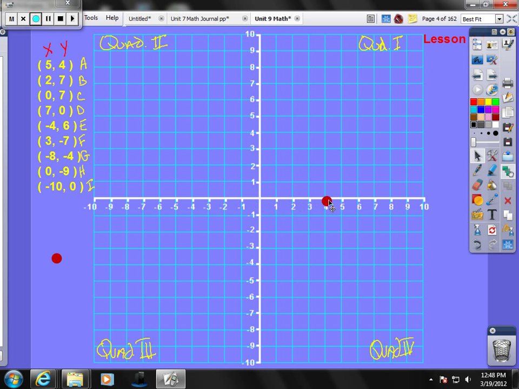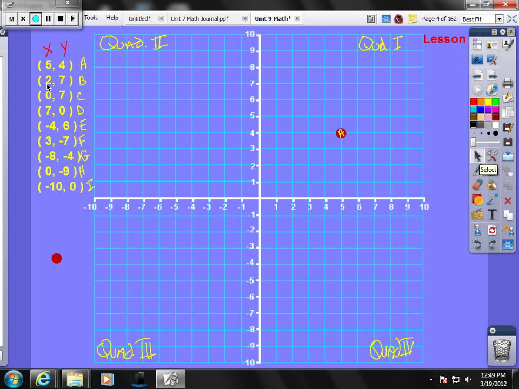1, 2, 3, 4, 5, before I move it up or down. So you always want to go left or right on the ladder before you move up or down. And this time I'm going up 4. 1, 2, 3, 4. That, ladies and gentlemen, is where point A is.